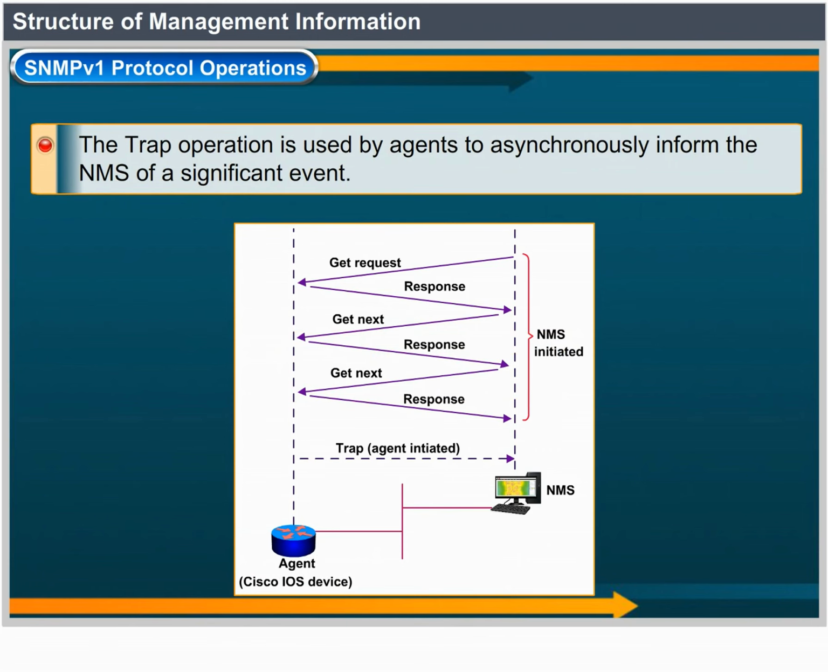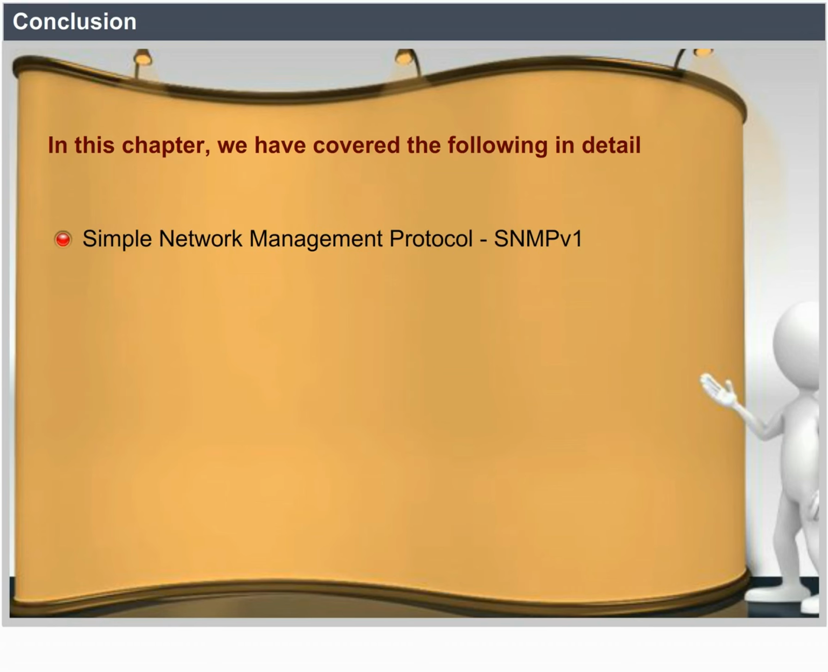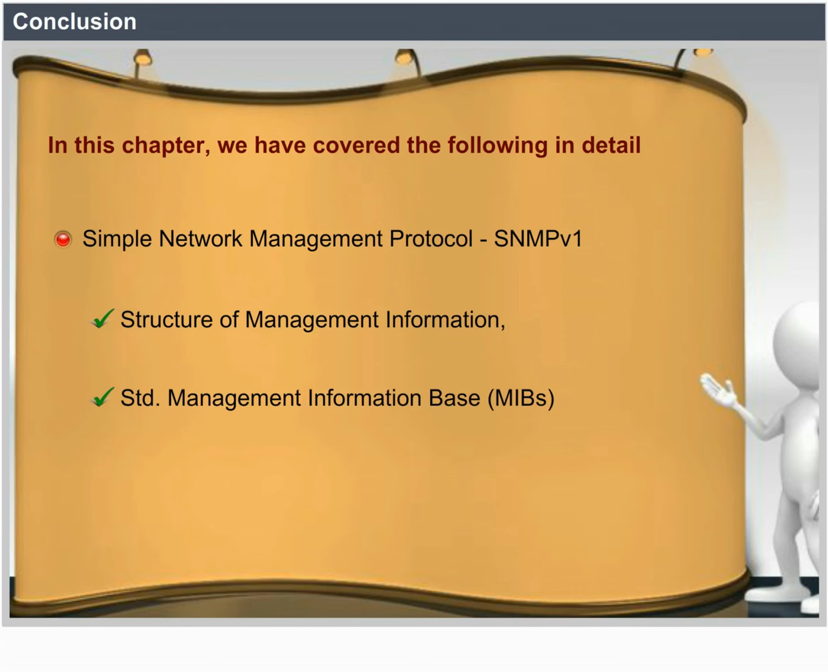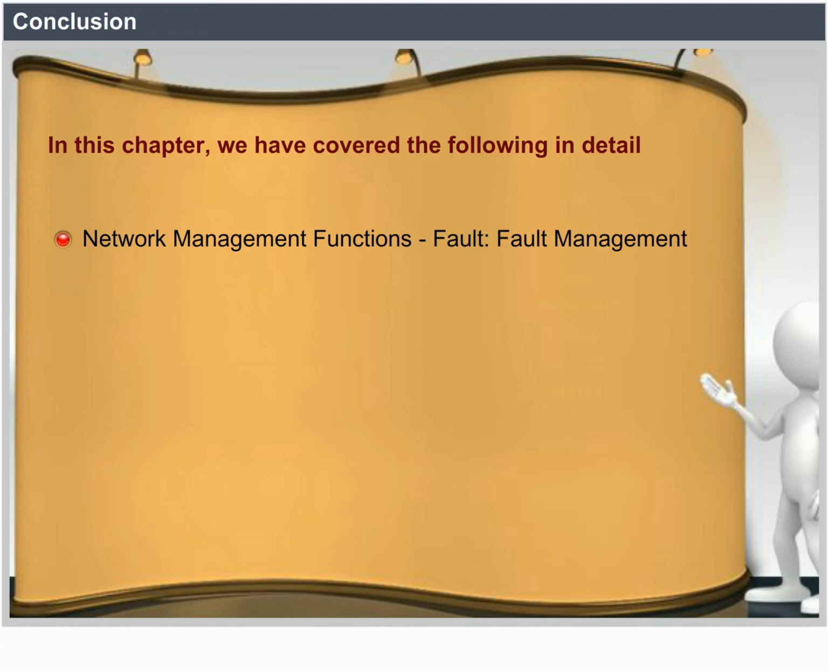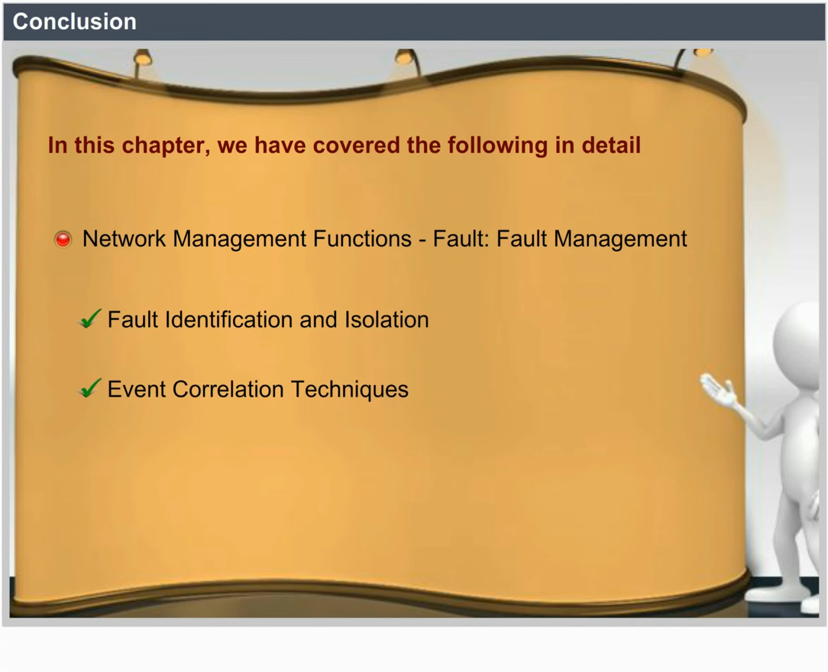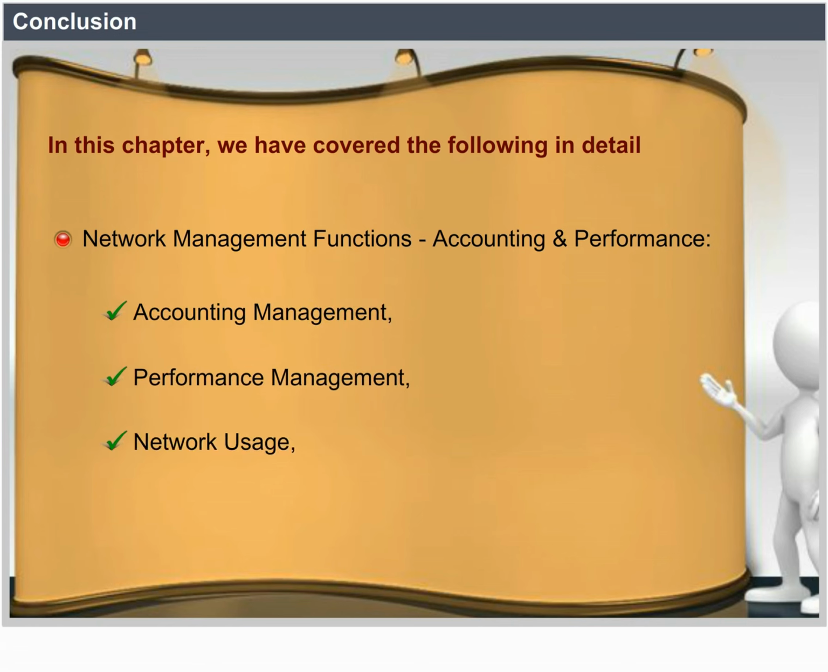Conclusion. In this chapter, we have covered the following in detail: Simple Network Management Protocol, SNMP v1, Structure of Management Information, Management Information Base or MIBs, SNMP v1 protocol, SNMP v2, SNMP v3, network management functions, fault management, fault identification and isolation, event correlation techniques. Network management functions: accounting and performance, accounting management, performance management, network usage, metrics and quotas. Remote network monitoring, RMON.